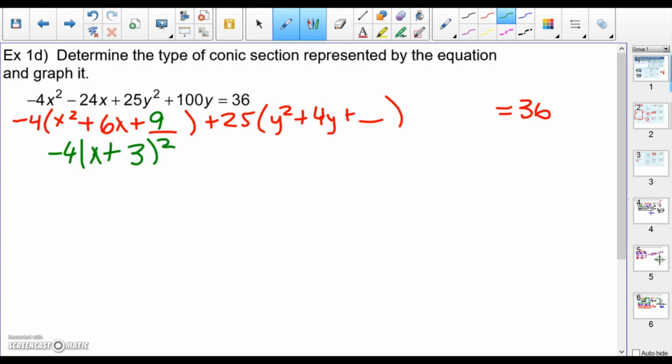Over with the y's. Oh, wait. We just messed up our equation. Not by 9, though. We messed it up by -36. And so we're going to add 36 just to keep that thing in balance.